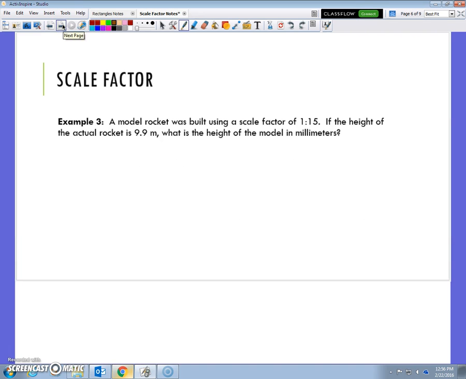It says example 3, a model rocket was built using a scale factor of 1 to 15. If the actual rocket is 9.9 meters, what is the height of the model in millimeters? Okay. When we look at example 3, there's some important things that stick out to me. It says a model rocket was built using a scale factor of 1 to 15. That means this is the model to the actual. This is saying that the actual is 15 times the size of the model.